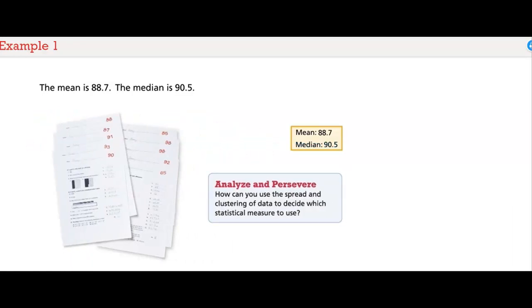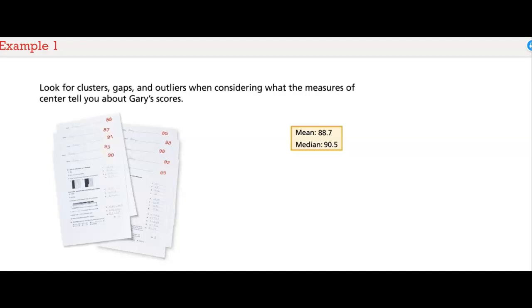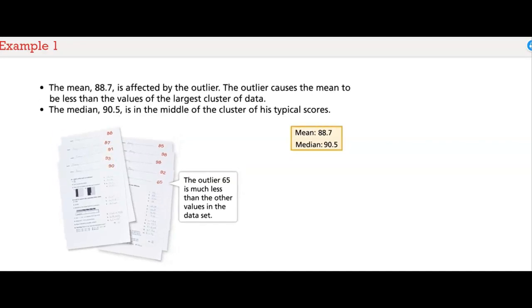How can you use the spread and clustering of the data to decide which statistical measure to use? Look for clusters, gaps, and outliers when considering what the measures of center tell you about Gary's scores. The mean, 88.7, is affected by the outlier. The outlier causes the mean to be less than the values of the largest cluster of data. The median, 90.5, is in the middle of the cluster of his typical scores.